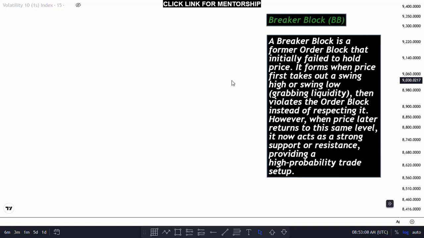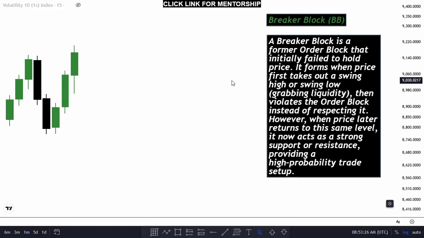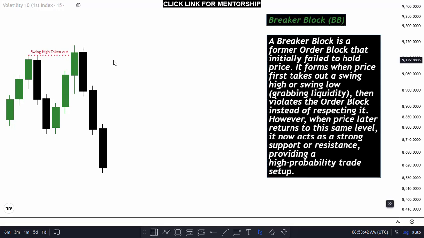When price later returns to this same level, it now acts as a strong support or resistance, providing a high probability trade setup. So this is what I mean. When price is forming, you see that swing high taken out there. You can see price taking out that swing high. It's going to be very important that you notice this. Price continues going to the downside the moment price takes out this low here.